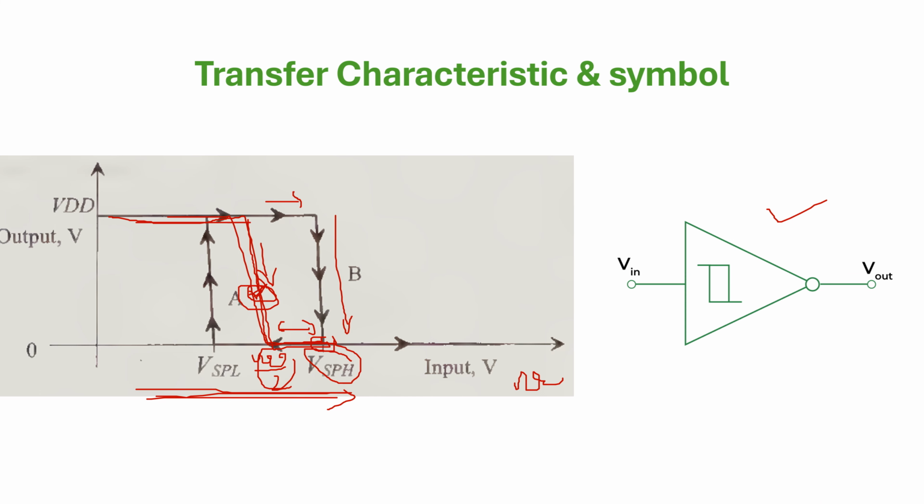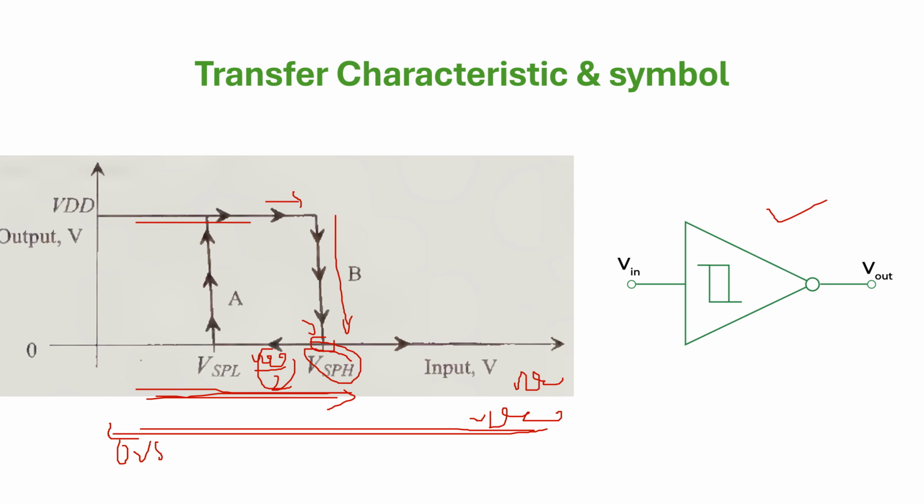Clear? Now let's take another example. Assume the input is swept from VDD down to 0 volts, VSS. So the input is falling, and the output should rise, since it's an inverting type, right? Ideally I was expecting it to go up at this level, at VDD by 2.